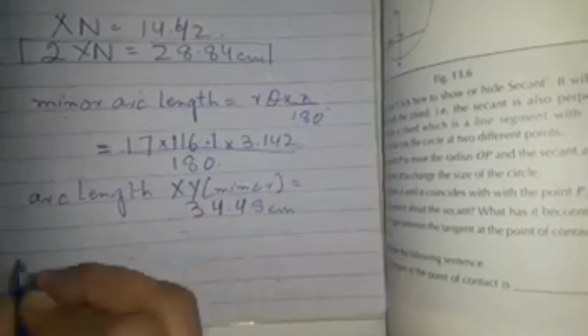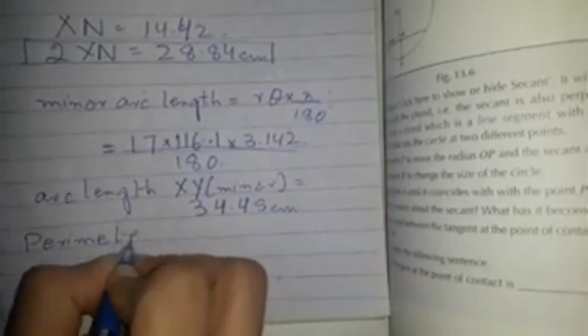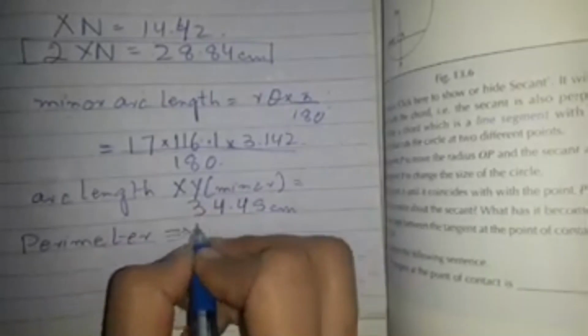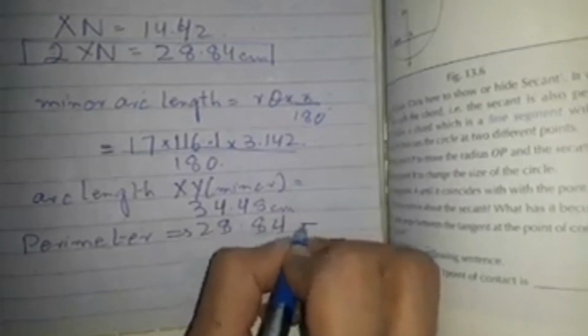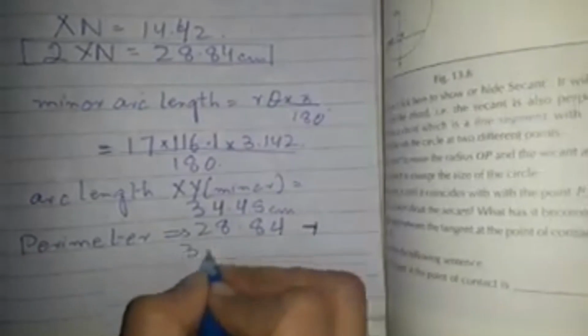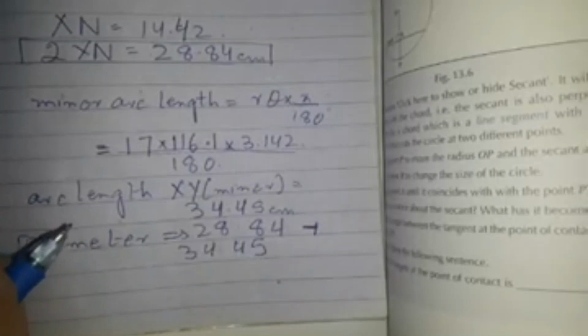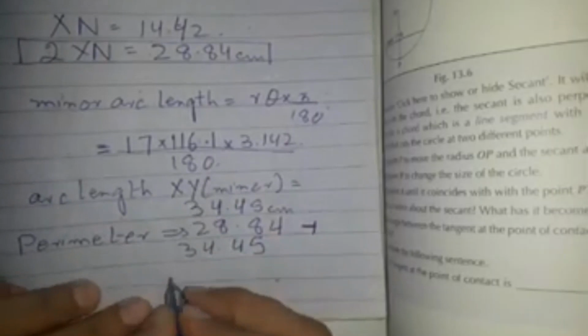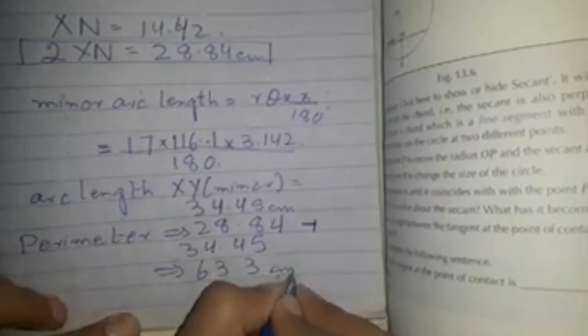Arc length of minor segment XY is equal to 34.45 centimeter. So the required perimeter of the minor segment will be the chord length 28.84 plus 34.45, so our final answer will be 63.3 centimeter.